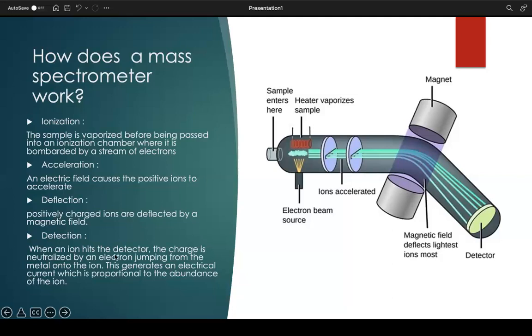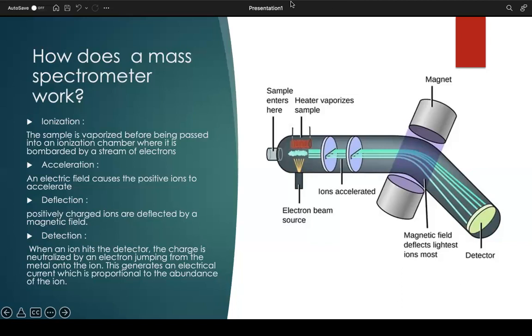So detection: when an ion hits the detector, the charge is neutralized by an electron jumping from the metal onto the ion. This generates an electrical current which is proportional to the abundance of the ion. Only ions with a certain mass to charge ratio will pass through the slit and then they are detected. The strength of the magnetic field is changed to detect the positive ions with other mass to charge ratios.